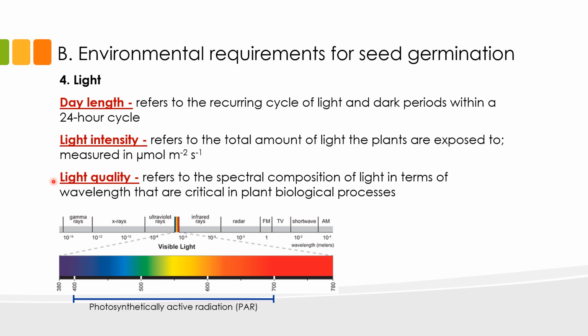Light quality refers to the spectral composition of light in terms of the wavelengths that are critical in plant biological processes. Specifically, these are the wavelengths within the 400 to 700 nanometers of the light spectrum. These wavelengths are important for photosynthesis, and that is why this region of the light spectrum is called photosynthetically active radiation, or PAR.